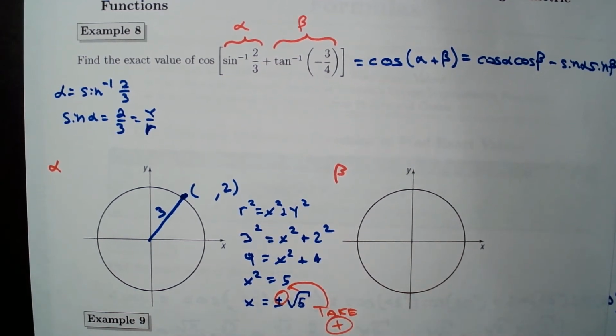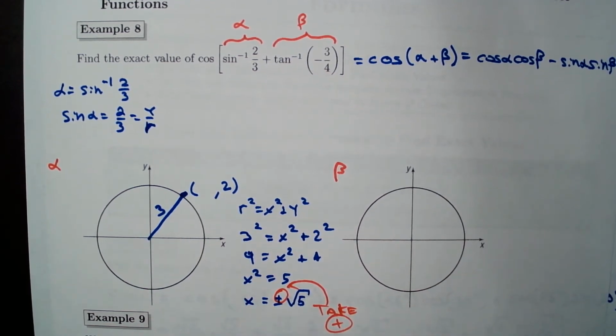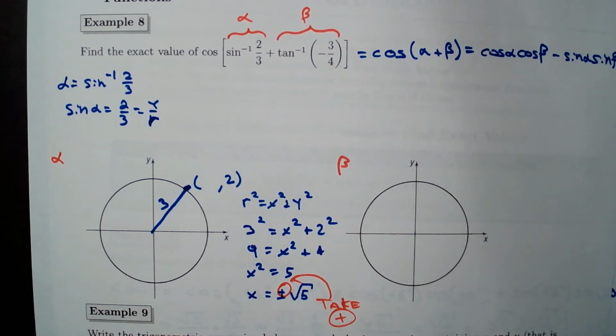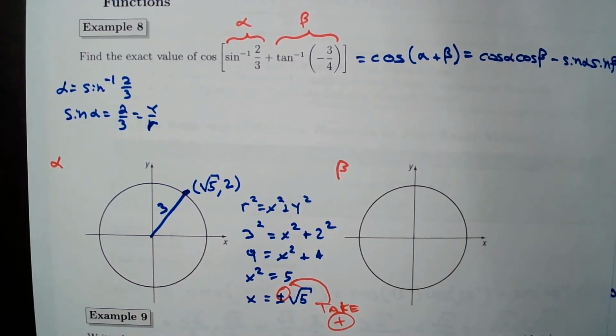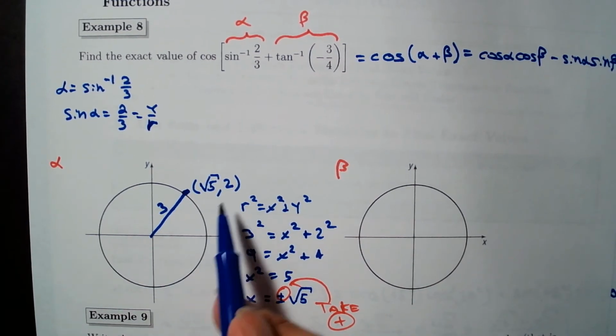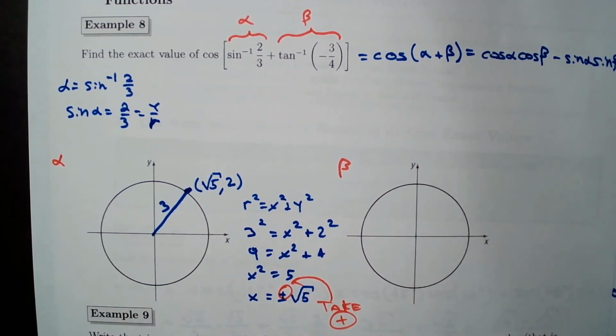Take the plus, take the positive, okay? Not the negative, because we're not working in a quadrant in which the x value is negative, all right? Square root of 5. All right. So we basically have everything solved for alpha. Let's do the same for beta.